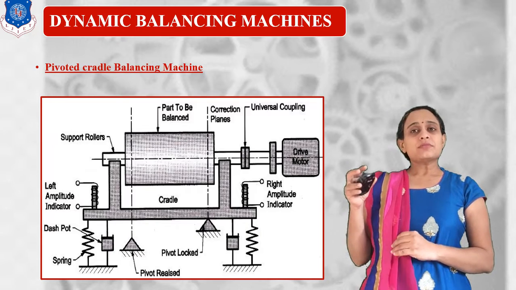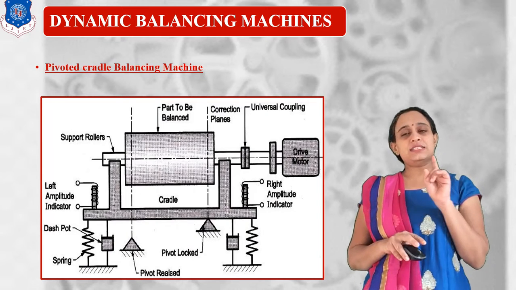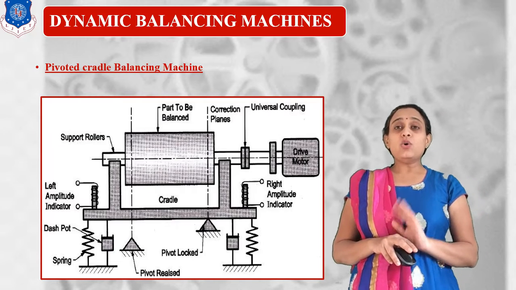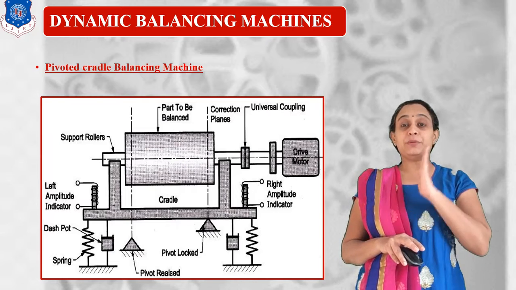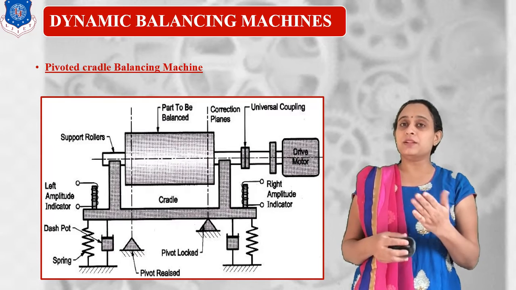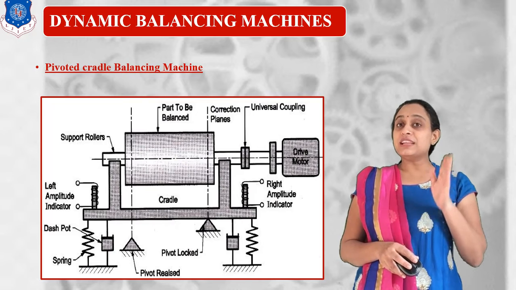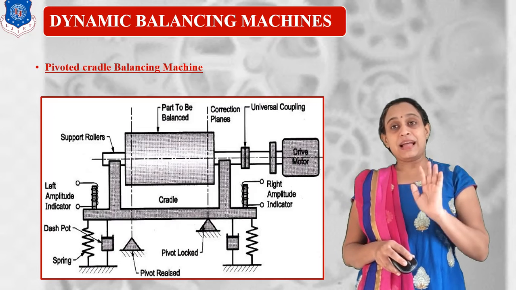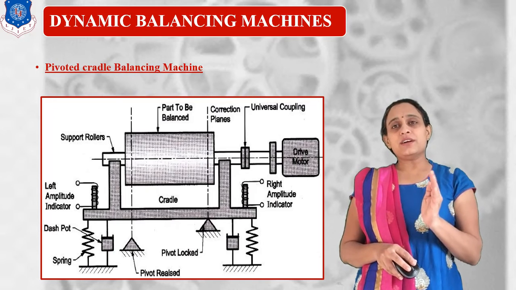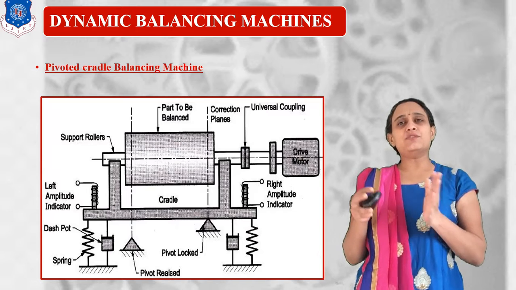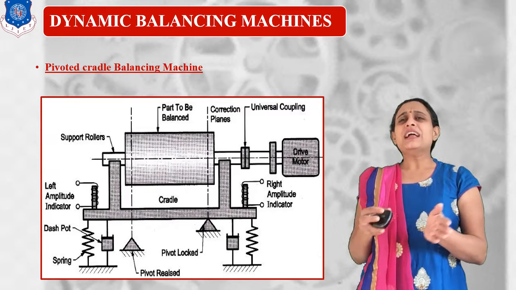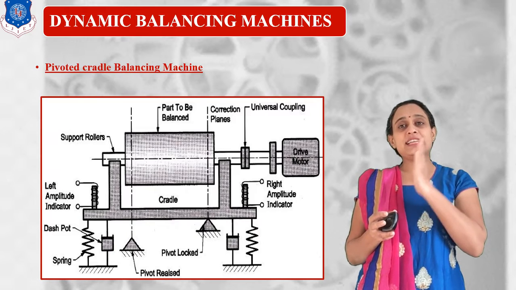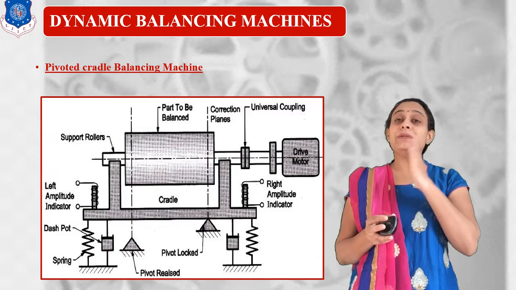Now, it has two pivots. One is the locked pivot, and the second one is the free or released pivot. The locked pivot will lock itself, which means it will represent a reference plane. The released pivot will give us the exact value of that particular portion, whether it is balanced or not. So first of all, we have to lock one side pivot. Let us say the right side pivot we lock. Then we move our released pivot point by point or place by place.